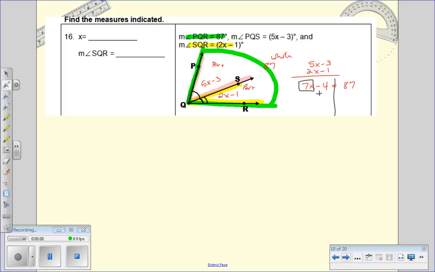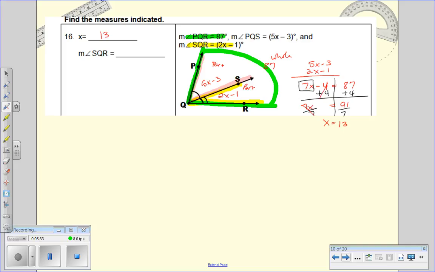We're going to add 4 to both sides in order to get the 7x by itself. 87 plus 4 is 91. And then to get the x by itself, we will divide both sides by 7. And it gives us x is equal to 13.